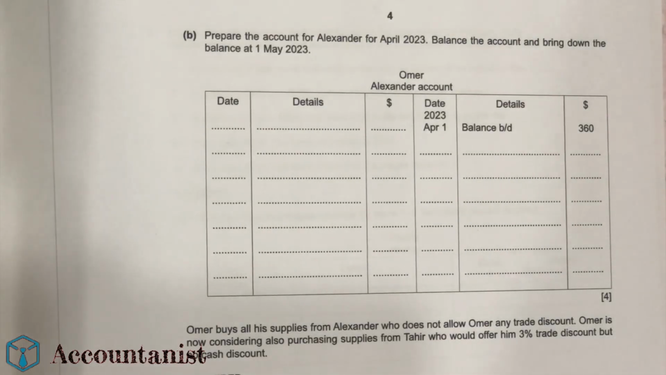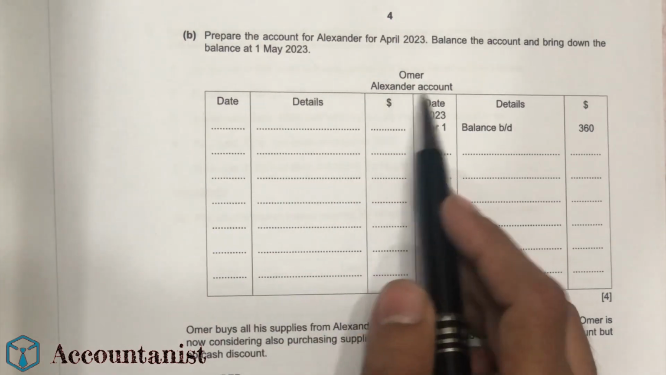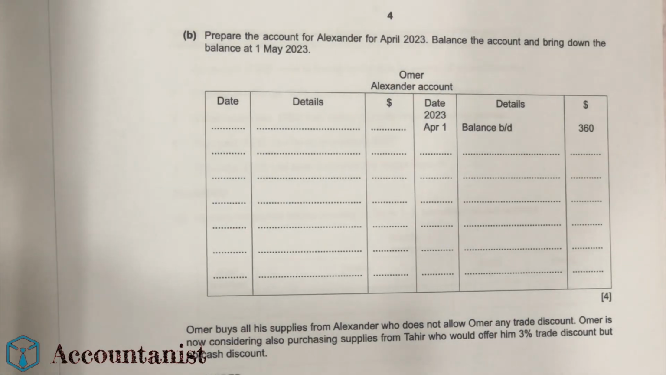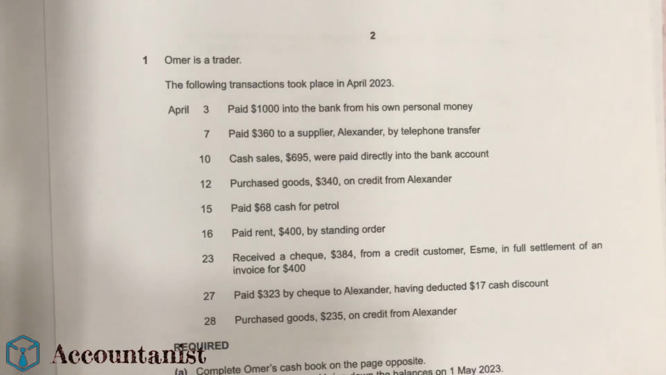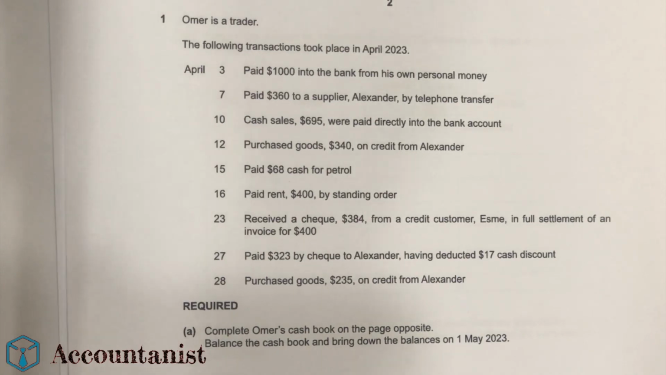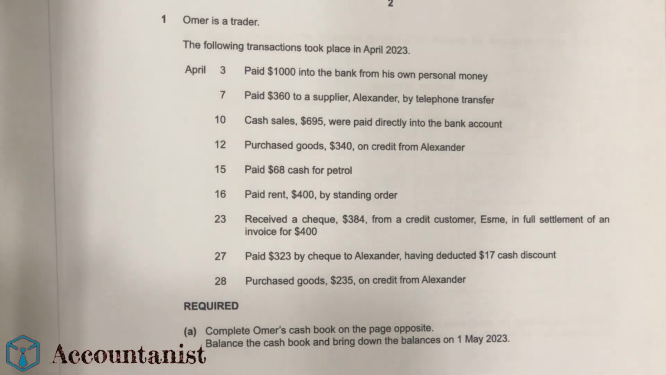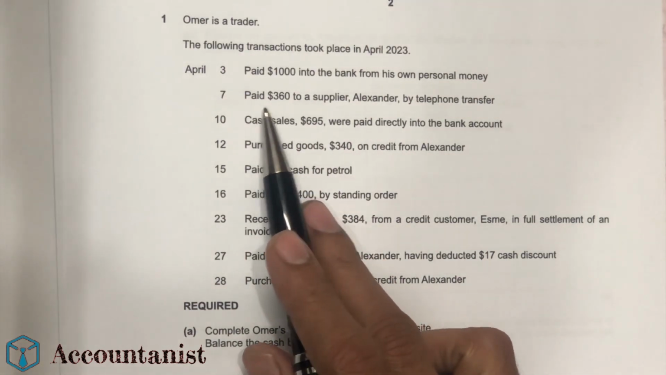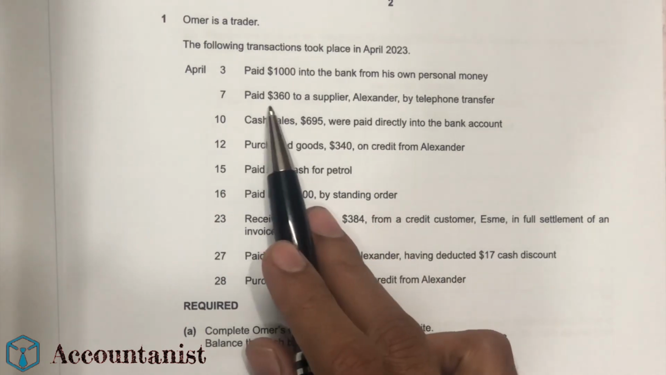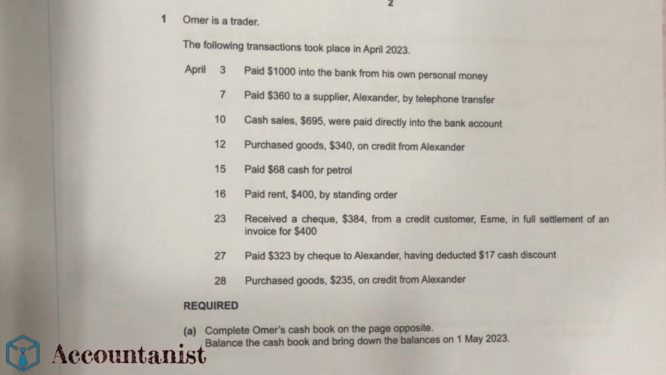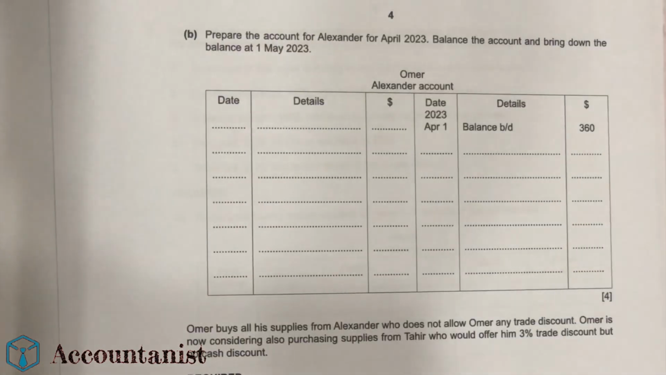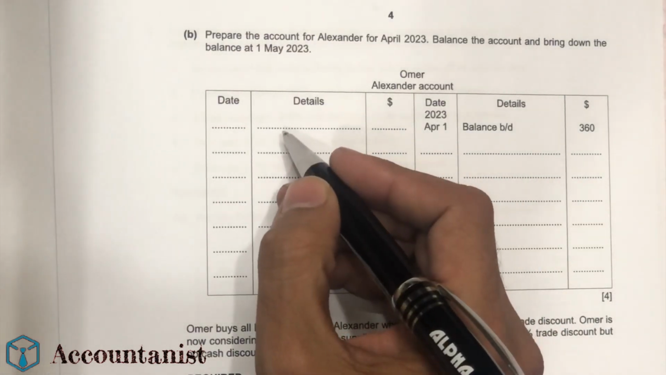Alright, in the next part, it is required to prepare Alexander account. So we already have the opening balance, so we will look into the same transactions that we were given for the cash book. We'll find out the transactions that we will record here in the Alexander account. So the first transaction that we have with Alexander is paid $360 to Alexander by telephone transfer. Because the payment was done by the bank, the bank account is going to be credited, and here it will come up on the debit side.